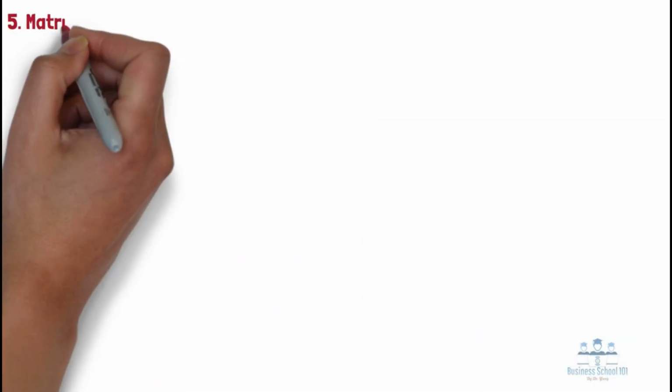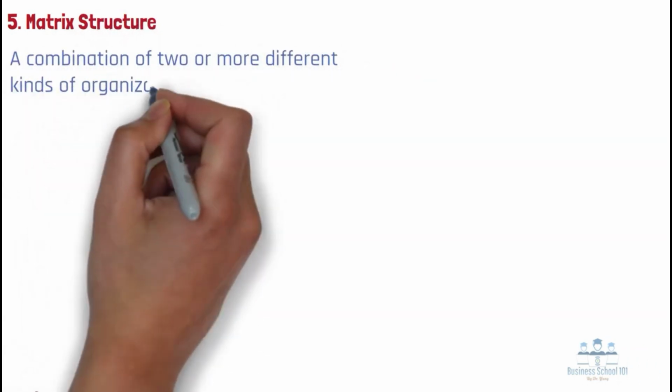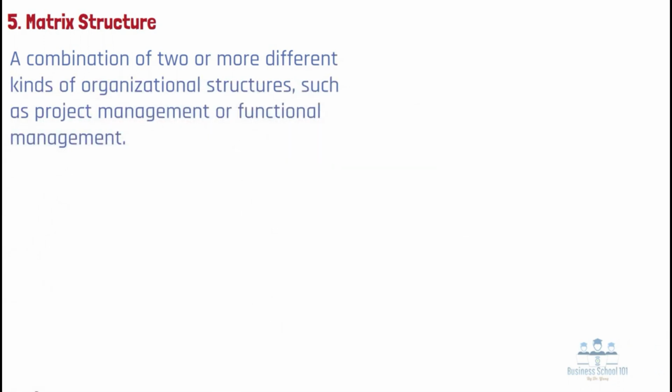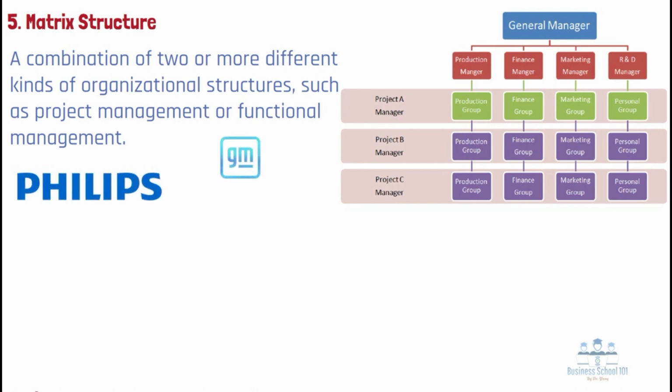Type 5. Matrix structure. The matrix organizational structure is a combination of two or more different kinds of organizational structures, such as project management or functional management. These two or more managerial systems intersect on a grid or matrix. In 1970, Philips started using the matrix structure for the first time. It became so successful that other multinational organizations such as General Motors and Caterpillar Tractors adopted the same structure.